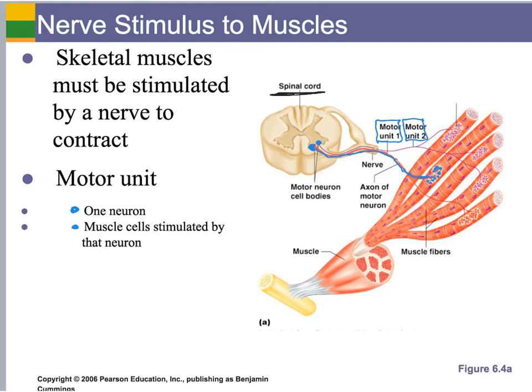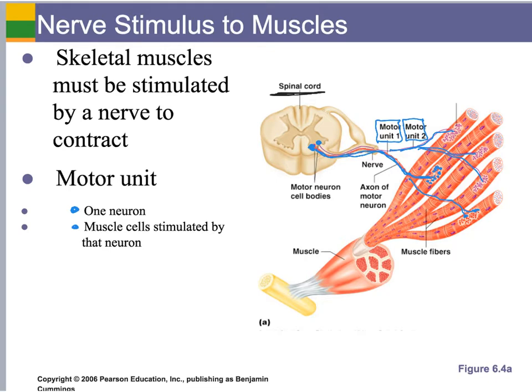So this motor neuron is going to innervate this muscle fiber. Motor unit 2 innervates this muscle fiber and this muscle fiber. So that's a motor unit: one motor neuron and all of the muscle fibers that it stimulates.